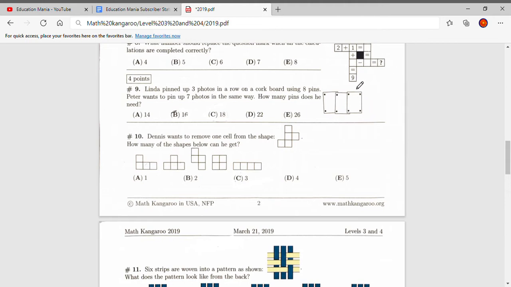So using this, we can subtract 1 from 7, and this one photo that we're subtracting is the last photo, and we get 6. So for the other 6, we'll only need 2 pins, resulting in a total of 12 pins. But we cannot forget about the last photo, which requires 4 pins. So when we add 4 to this, we get 16. So the answer for number 9 is B.